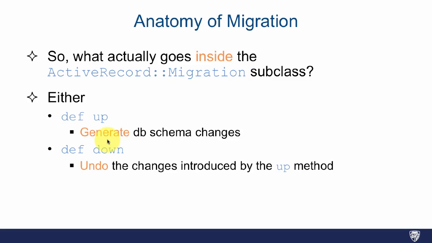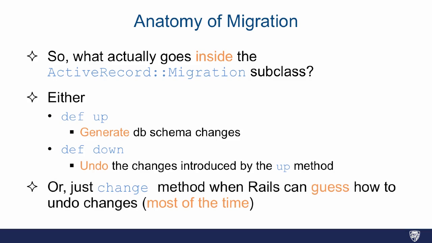So for example, create a table. And then your down method would have the way to go back out of it, so you could roll back your migration. If the up method would create the table, your down method would undo the changes, so you would have the command destroy the table.